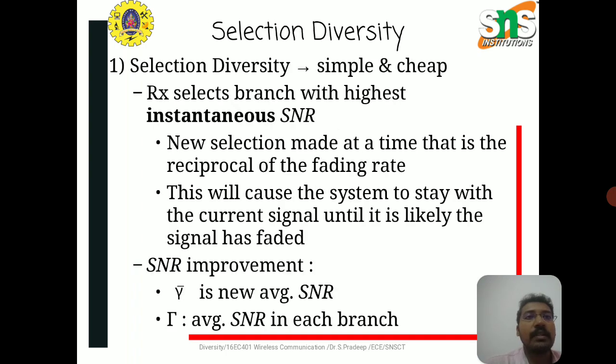Selection diversity. Selection diversity is simple and cheap. The receiver selects the branch with the highest instantaneous SNR. A new selection is made at a time that is the reciprocal of the fading rate. This will cause the system to stay with the current signal until it is likely the signal has faded.